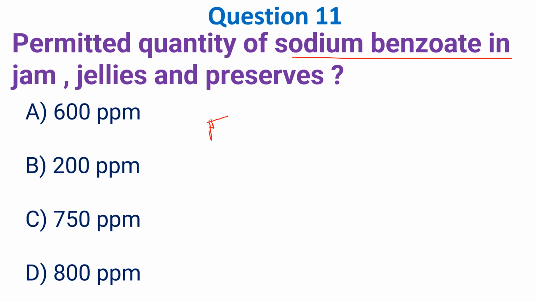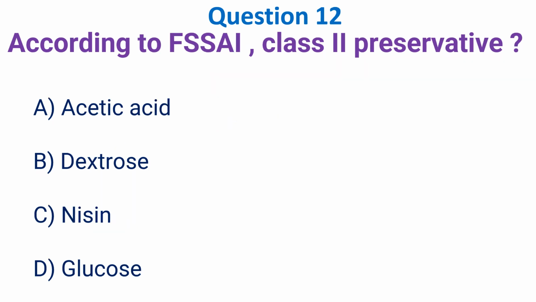It is the first preservative allowed by the FDA for use in food. Sodium benzoate is widely used as a preservative in juice. It should not result in a level exceeding 0.1% in beverage. So this question's answer is 200 ppm, according to FSSAI, class 2 preservative.